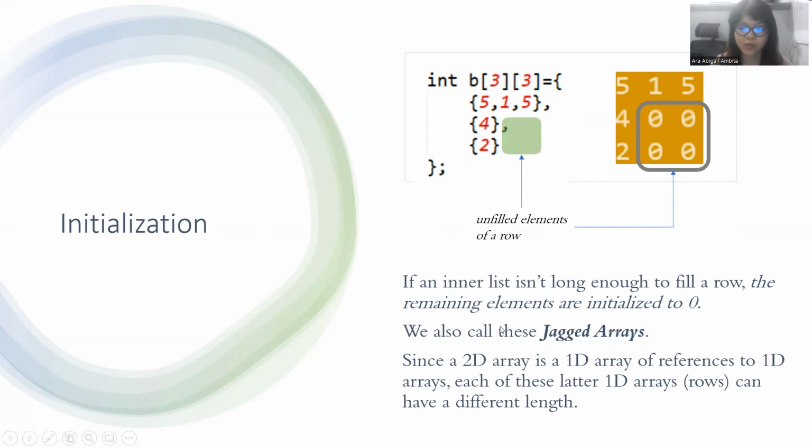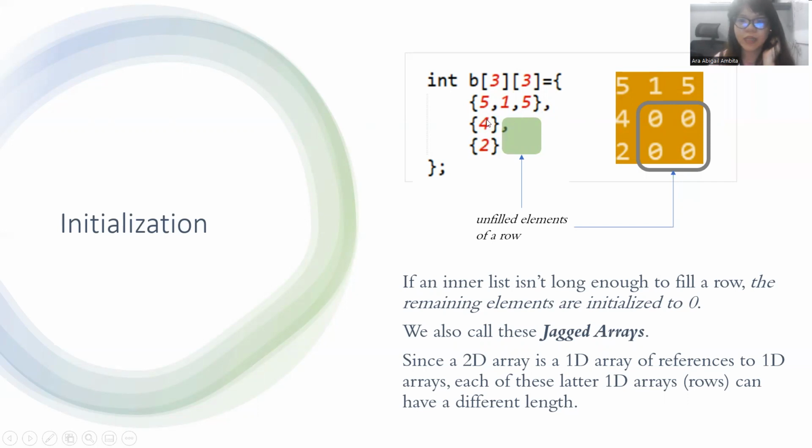Now, if an inner list isn't long enough to fill a row, the remaining elements are initialized to 0. We call this a jagged array. Here's an example. We have an array D, similar to the previous example, with size 3 by 3, meaning 3 rows and each row having 3 columns. For the first row, we have values 5, 1, and 5. But for the next columns, 2 and 3, the elements are lacking.